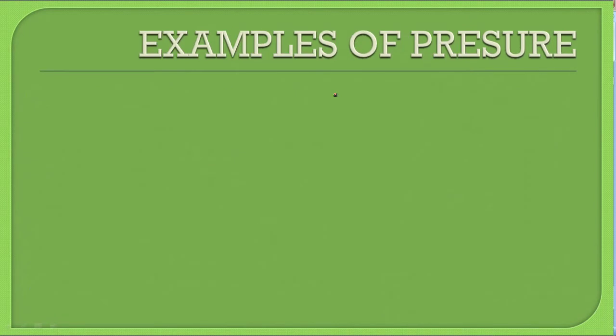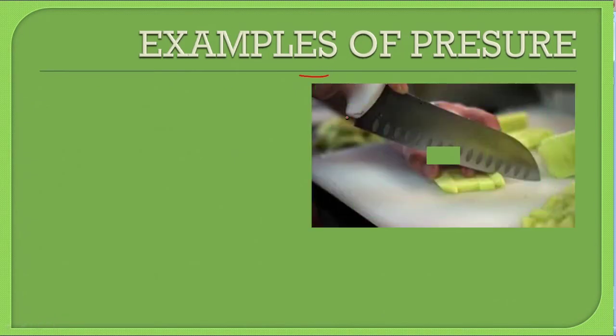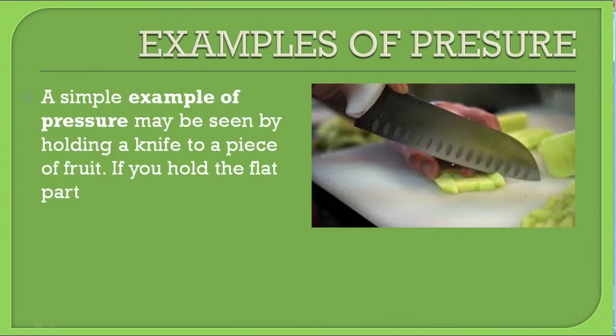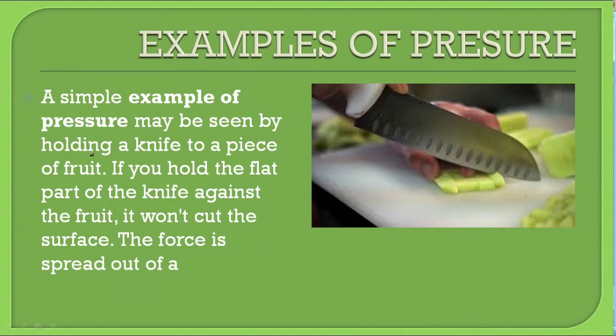Here we have an example of pressure. As you can see, here is a knife. In this the area is less. Area is less means the pressure will be more, and where the area is more, the pressure will be less. To cut, what we need is more pressure. More pressure means we need less area. As you can see here, a knife is held to cut a piece of fruit.